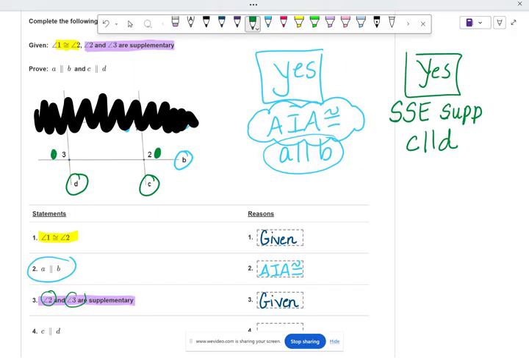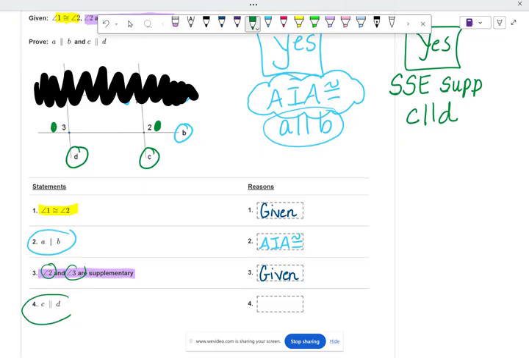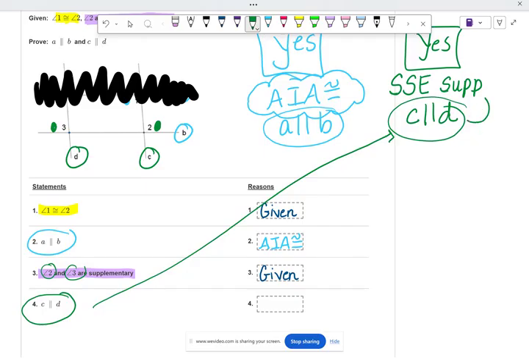All right, so let's see what we have to fill in for statement number 4's reason. Why were lines C and D parallel? Y'all, let's look back up here and see why. Those lines were parallel because same side exterior angles were supplementary.